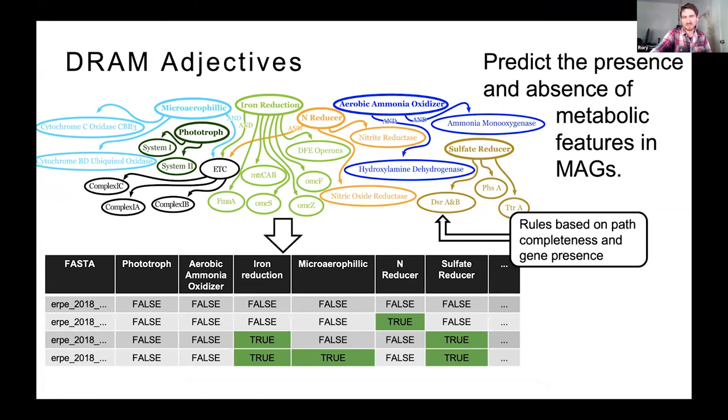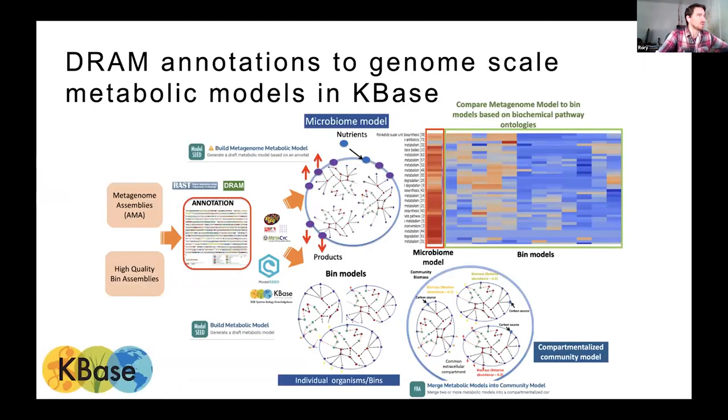And basically, the result of annotations, all I want to point out is you have your FASTAs, and then we have true, false for each one. So that's your MAGs, your genome assemblies. We just give you a simple true or false, does it have this feature or not? And so on the next slide, let's discuss how you might use DRAM.